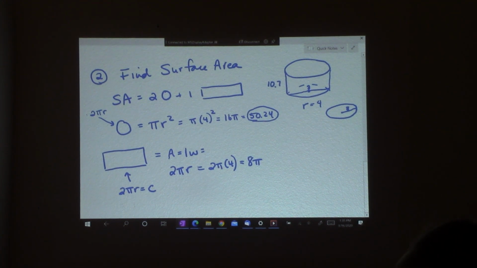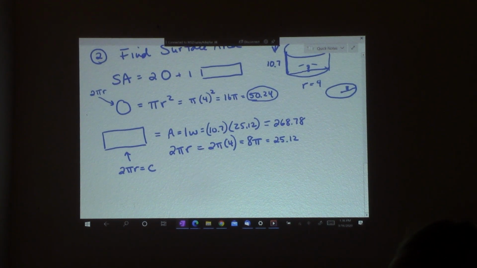And 8 pi is 25.12. All right, so to find the length and width, I'm going to have 10.7 times 25.12. Remember up here, the length of this rectangle is going to be 10.7, and then the distance around is the 25.12. And when I multiply those together, I get 268.78.